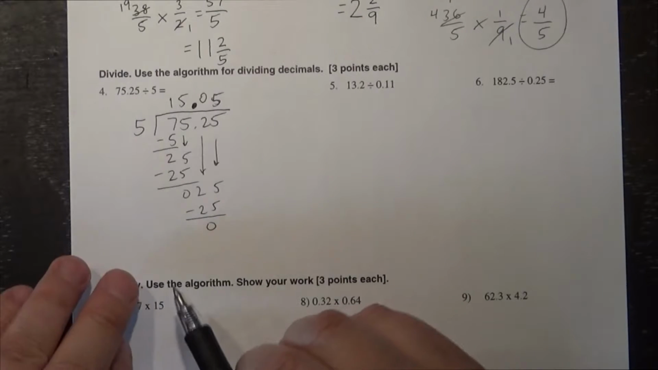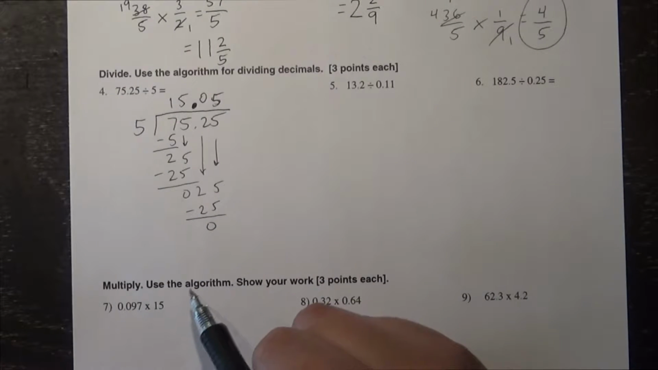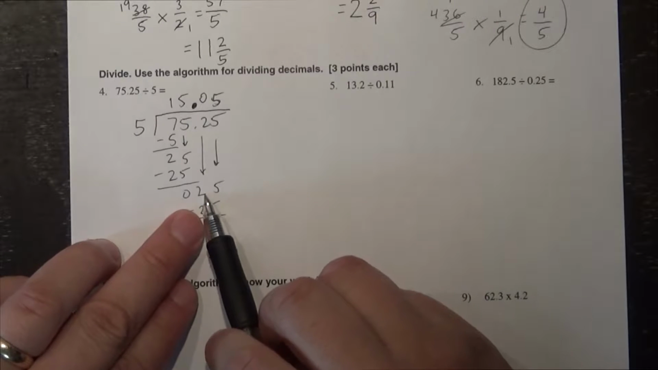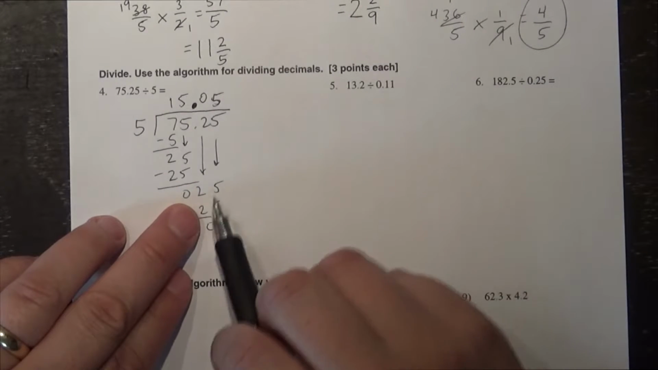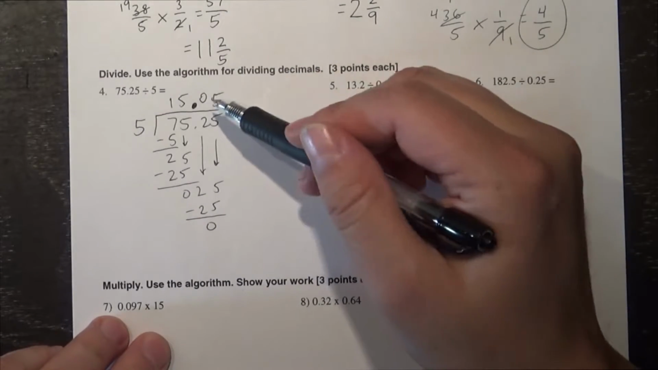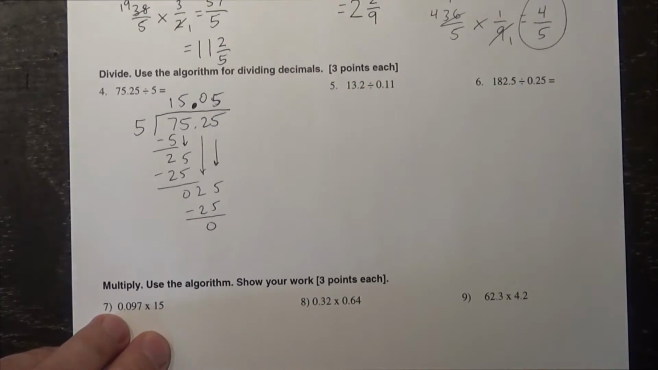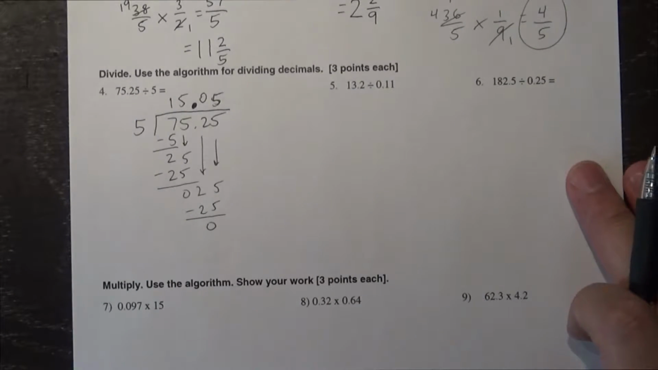Notice a big thing here, and this is an error that sometimes people make. They get to this 2. They say 5 goes into 2 0 times. They bring down their 5, but they don't put the 0 there. We have to make sure we put that 0 there. Otherwise, we've made a big error that gives us the wrong answer.